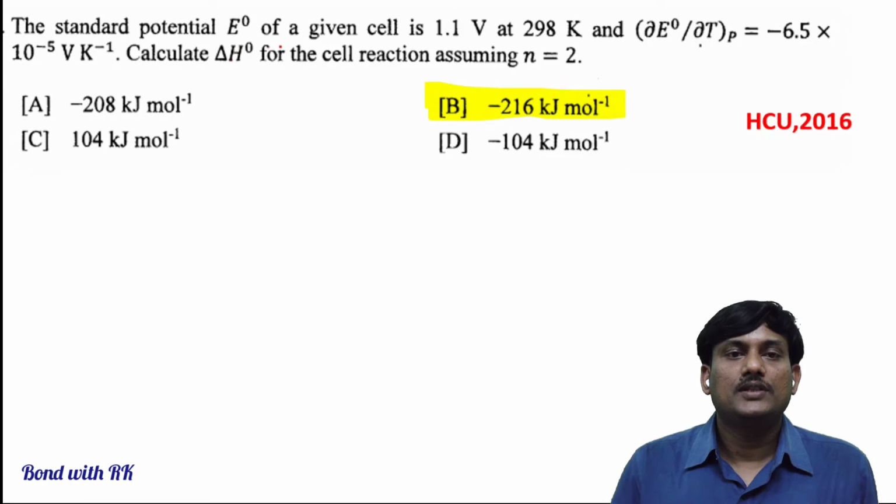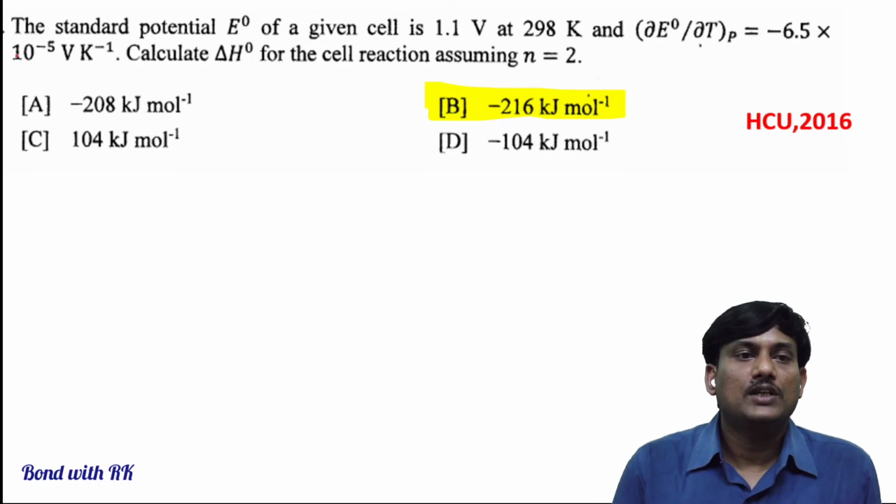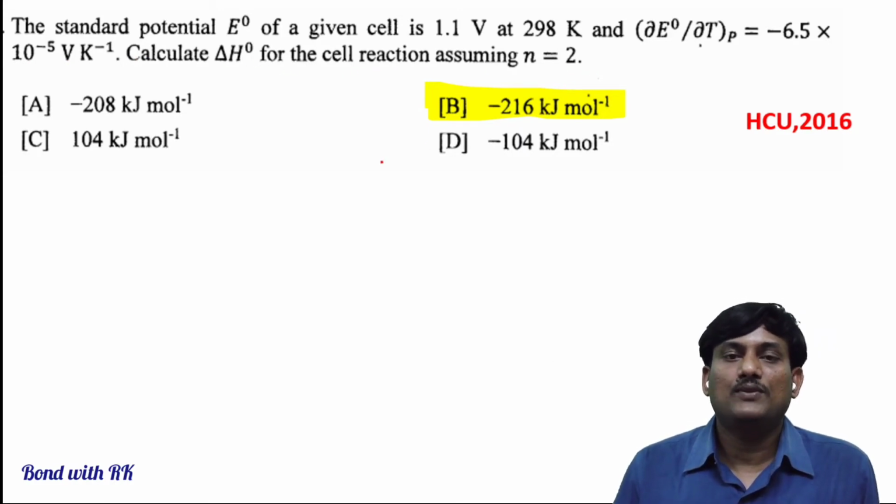The standard potential E naught of a given cell is 1.1 volt at 298 Kelvin and dou E by dou T at constant P is equal to minus 6.5 into 10 to the power of minus 5 volt Kelvin inverse. Calculate delta H naught for the cell reaction, assuming n is equal to 2. Already this type of problem was solved.